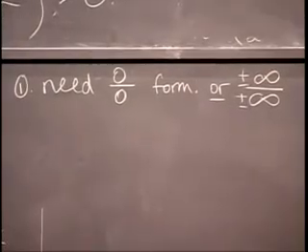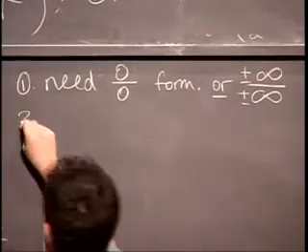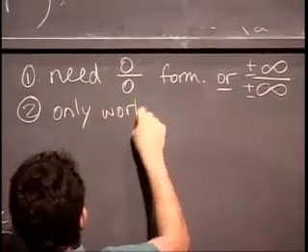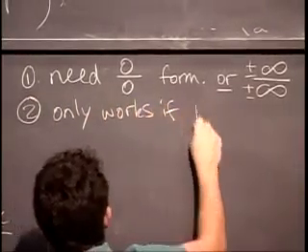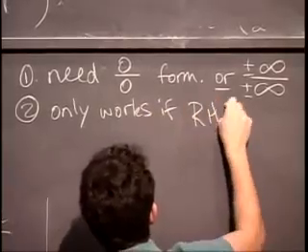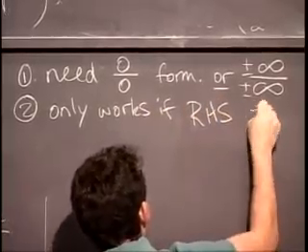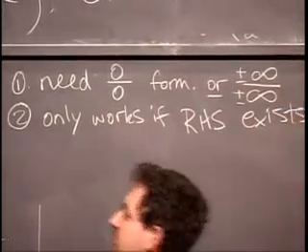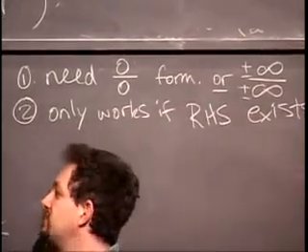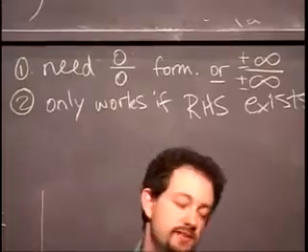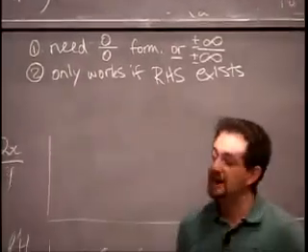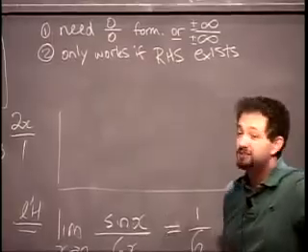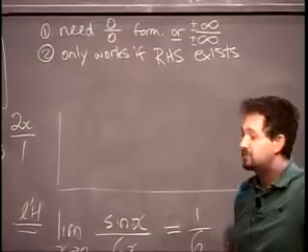Now, that's one comment. Two, it only works if the right-hand limit, or the right-hand side, exists. So it's conceivable that you say, oh, I'm going to use L'Hopital's rule, this equals this, and it's conceivable that the new limit that you find does not exist. It's unlikely, but it's possible. Well, that does not mean that the original limit does not exist. It just means L'Hopital's rule didn't really work.